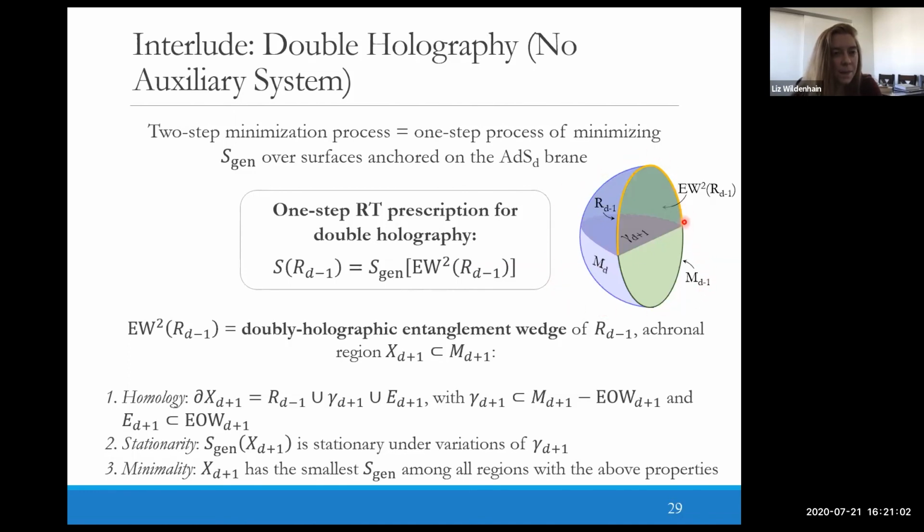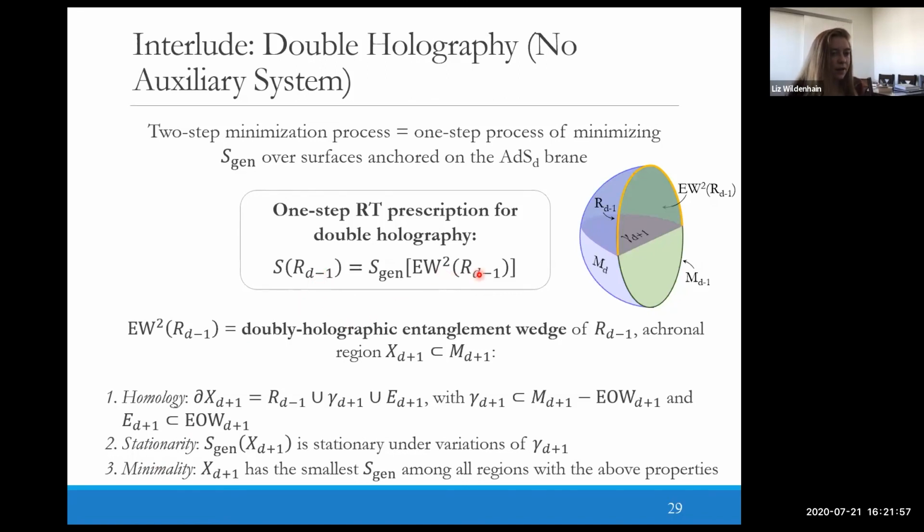And this is an example. So in this picture, if we picked this gold region to be our region of interest in the bottom, but in the lowest dimensional theory, which is the CFT D minus one, then its doubly holographic entanglement wedge is the top half of this three-dimensional figure. So it's the volume of this top half of the three-dimensional figure. And you can see that in the homology rules, we have another RT surface, something that plays the role of an RT surface, which is represented by this purple slice in this example. So this RT prescription looks very similar, and it has its own analogous version of homology, stationarity, and minimality conditions, and it just requires one minimization.